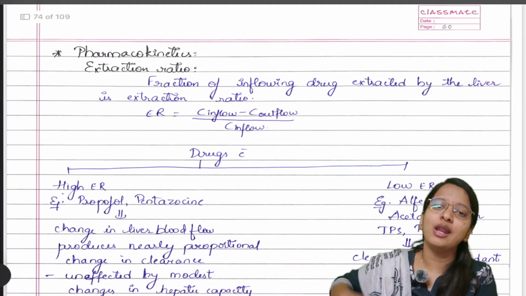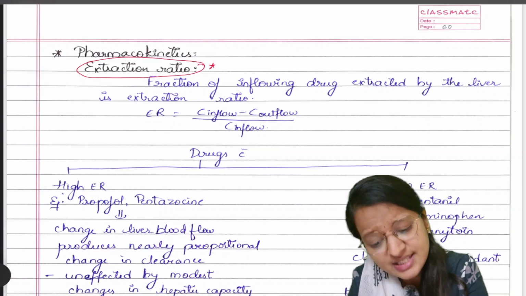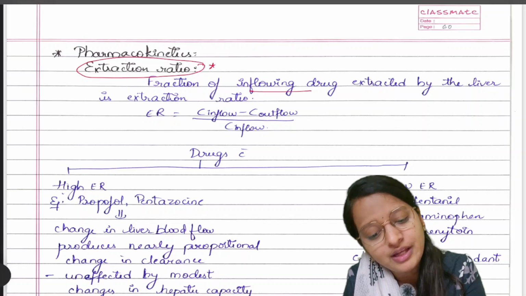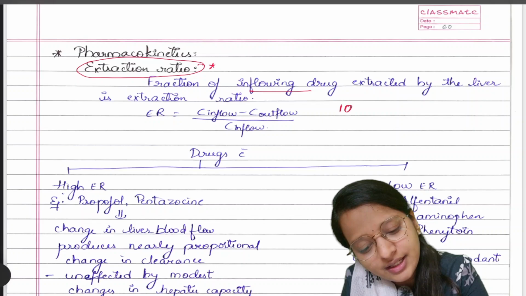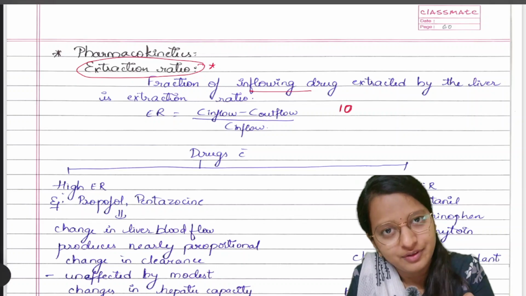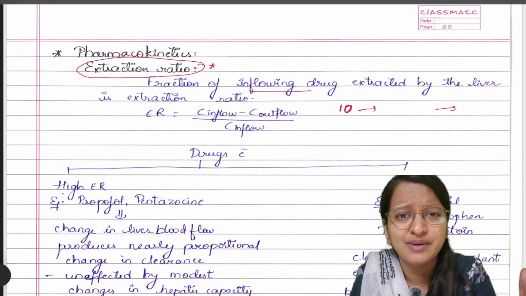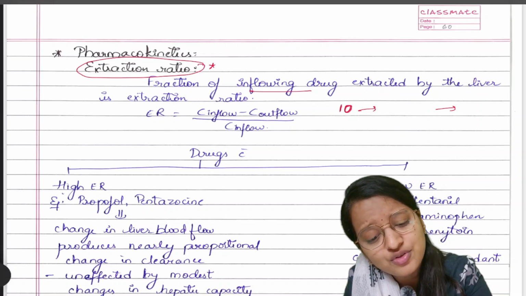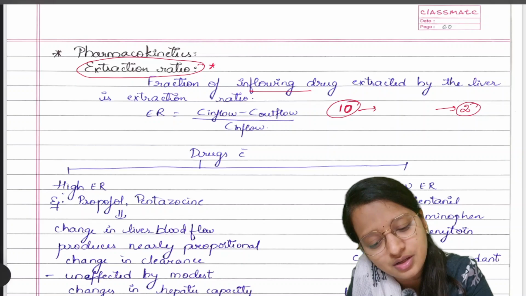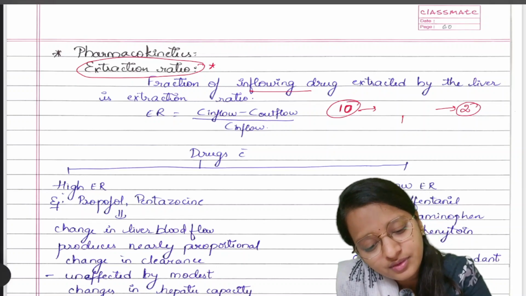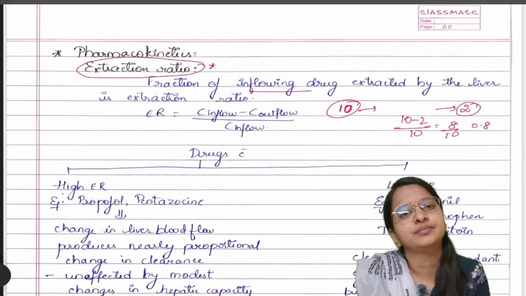So there is a concept called extraction ratio over here. Please concentrate. It is the fraction of inflowing drug extracted by the liver. That means if there are 10 molecules of drug going into the liver, and some metabolism has been done in the liver, almost 2 molecules come out. So this is the concentration at the inflow, this is the concentration at the outflow. So what will be the ratio? 10 minus 2 by 10, 8 by 10, almost 0.8. Okay?